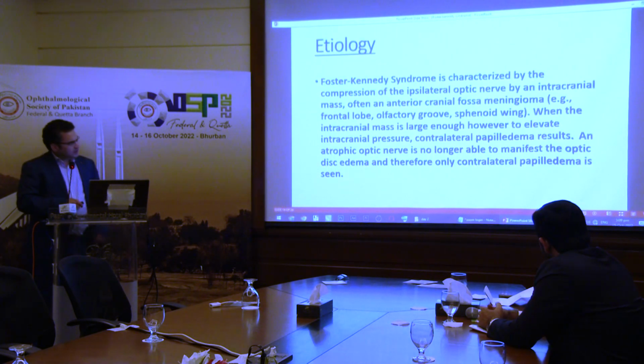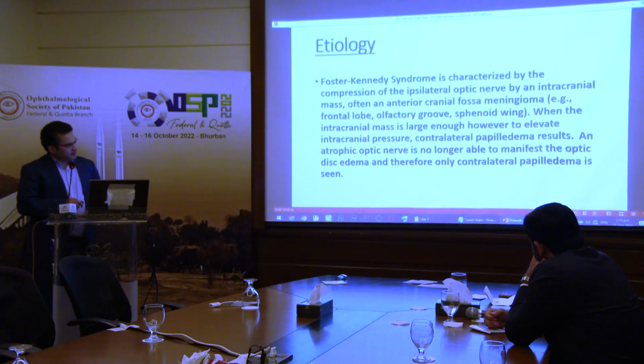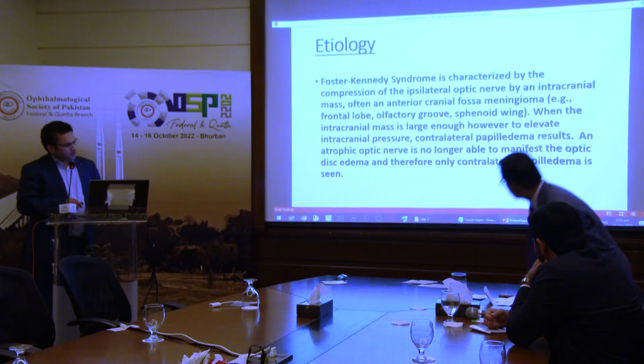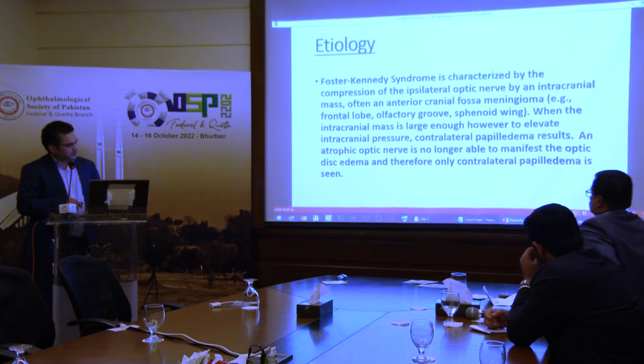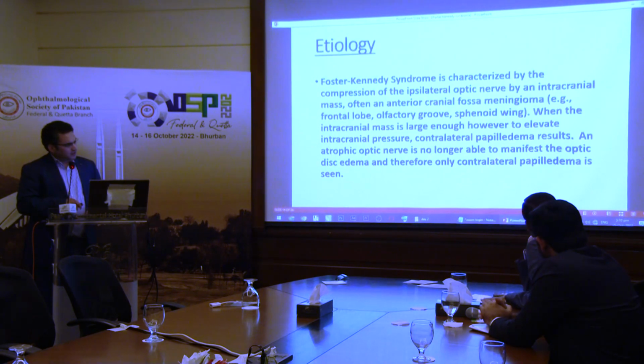So Foster-Kennedy is characterized by compression of the ipsilateral optic nerve by an intracranial mass, often an anterior cranial fossa meningioma, frontal lobe, olfactory groove, sphenoid wing. When the intracranial mass is large enough, however, to elevate intracranial pressure, contralateral papilledema results, and the atrophic optic nerve is no longer able to manifest the optic disc edema, and therefore only contralateral disc swelling manifests.